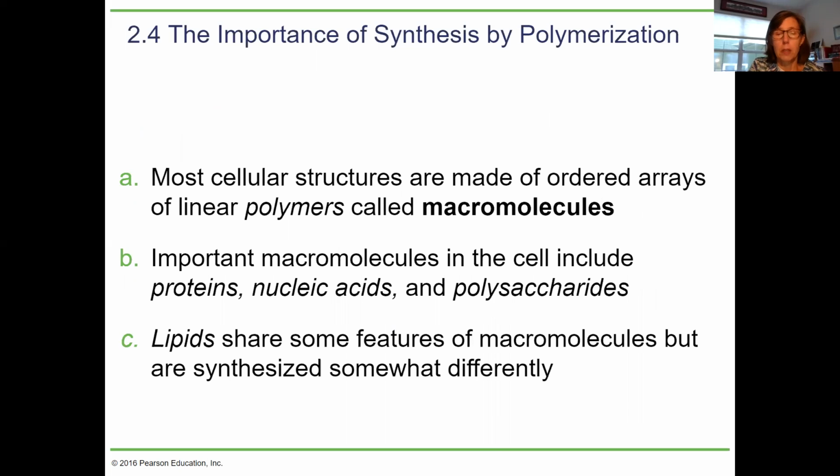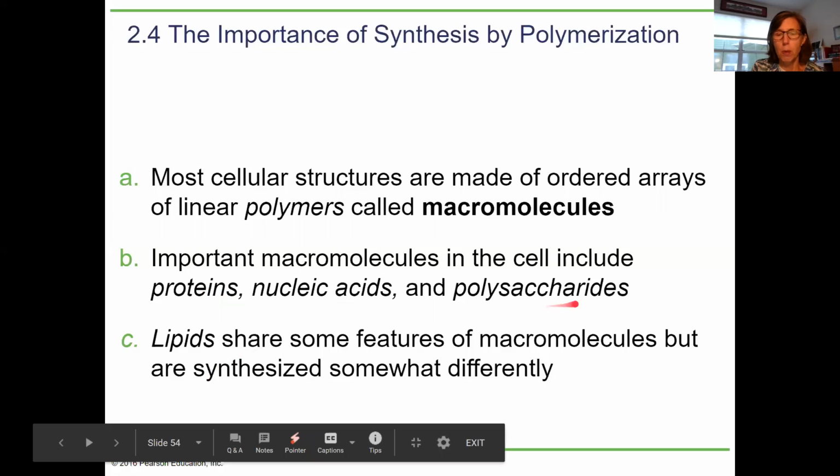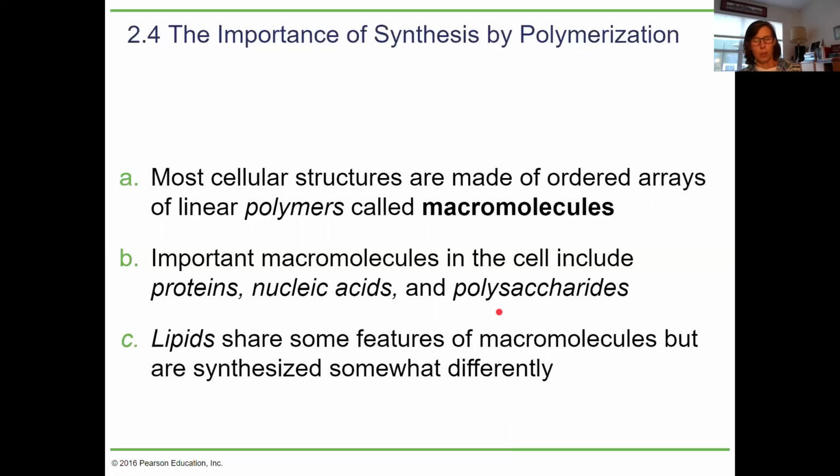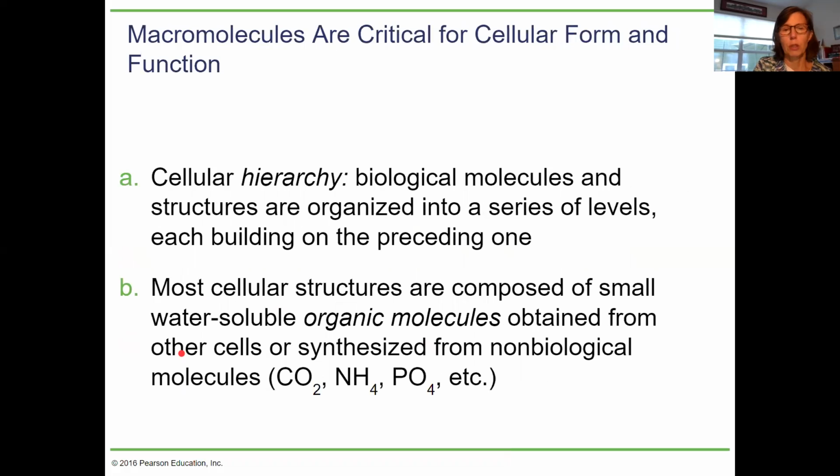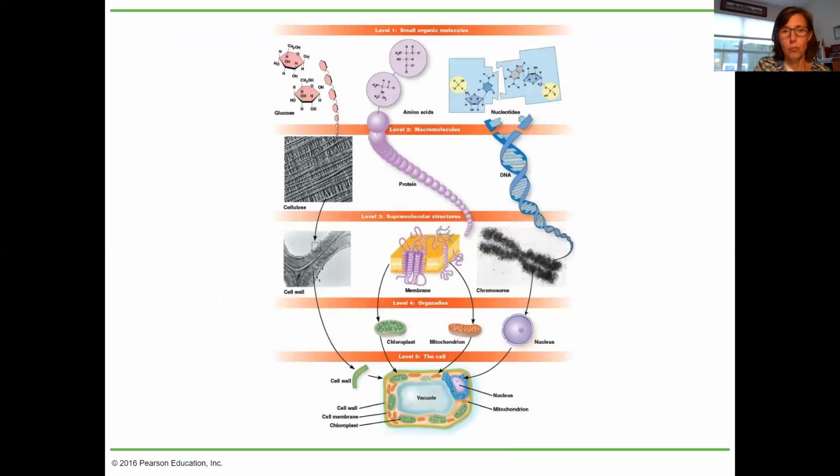We've already talked some about macromolecules. Now, proteins, nucleic acids, and polysaccharides are typically described with more similarity. Lipids have some features that are not in the same category as those, but they're nonetheless called a macromolecule category, but they're synthesized somewhat differently. And here's an example of small building blocks of organic molecules that can form these structures: cellulose, protein, DNA.